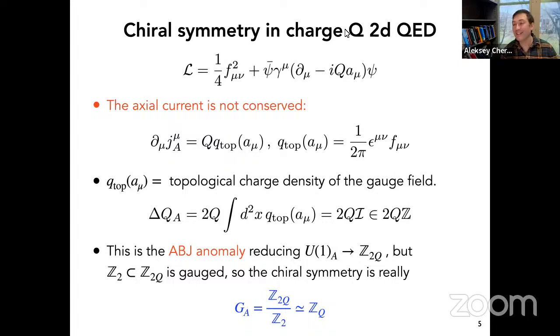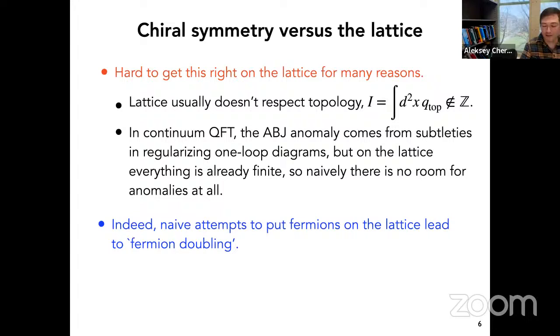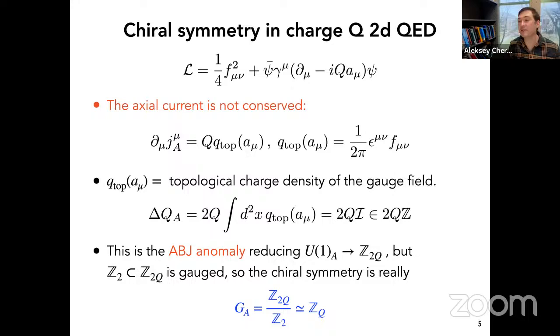I just want to confirm the Z2 in this model is the fermion parity. Exactly. It's just fermion parity. The Z2 in the quotient is just minus one to the F. It's just fermion parity, exactly. And that's gauged because of how we've coupled to the dynamical U1 gauge field. Yeah, sure.